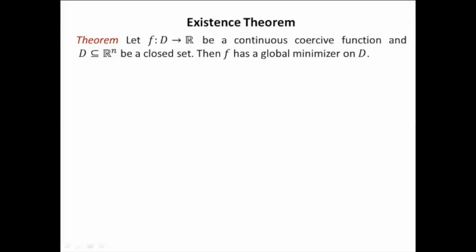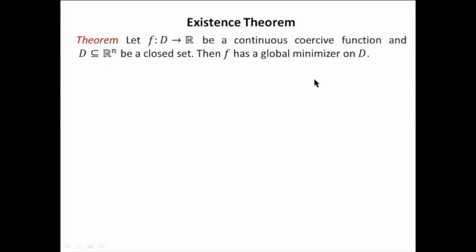And here I have to also assume that D is a closed set. So there are three conditions: continuity of f, coerciveness of f, as well as the closedness of the set D. Then f has a global minimizer on D. Now, this theorem being stronger than the second theorem, I have only to prove that for this function, there is a compact sublevel set.